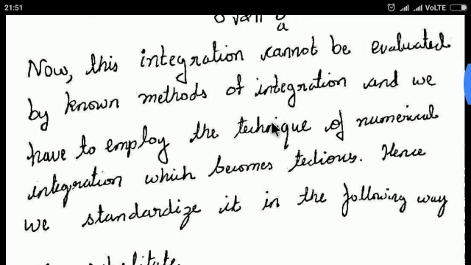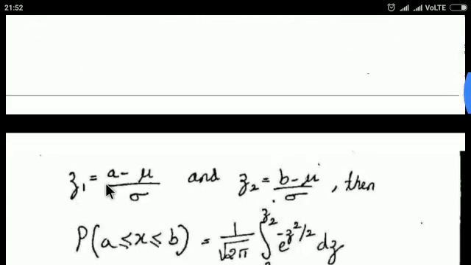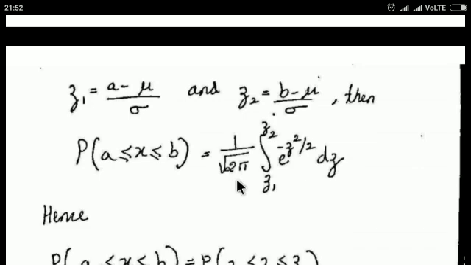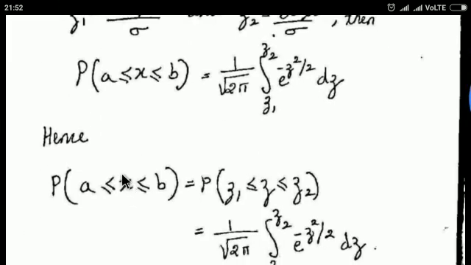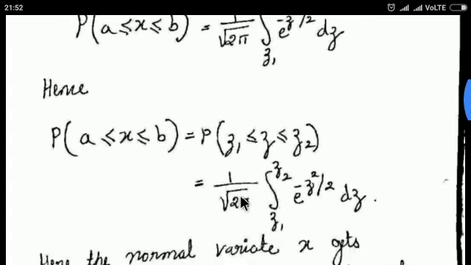For this purpose, we standardize it in the following way. We substitute z1 as (a minus mu) by sigma and z2 as (b minus mu) by sigma. Then the probability of x lying between a and b becomes 1 upon root 2 pi, integration z1 to z2 e raised to minus z square by 2 dz. Hence, the normal variate x has been converted into a standard normal variate z using these two substitutions.